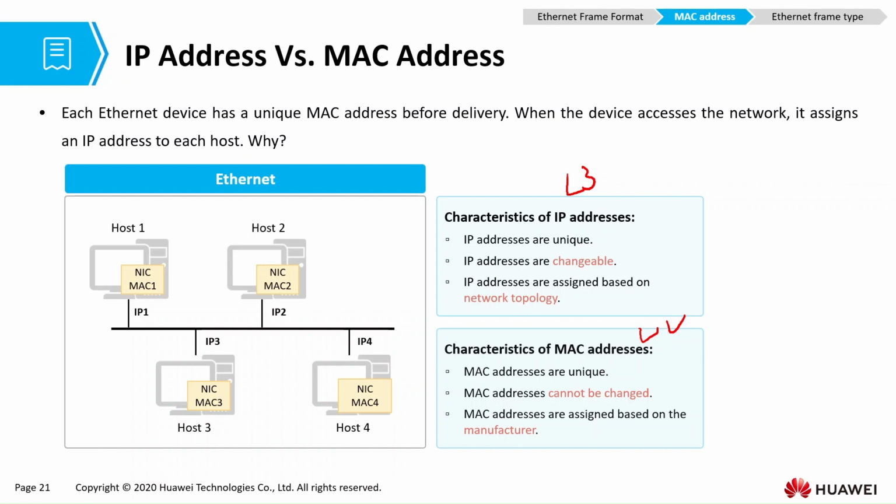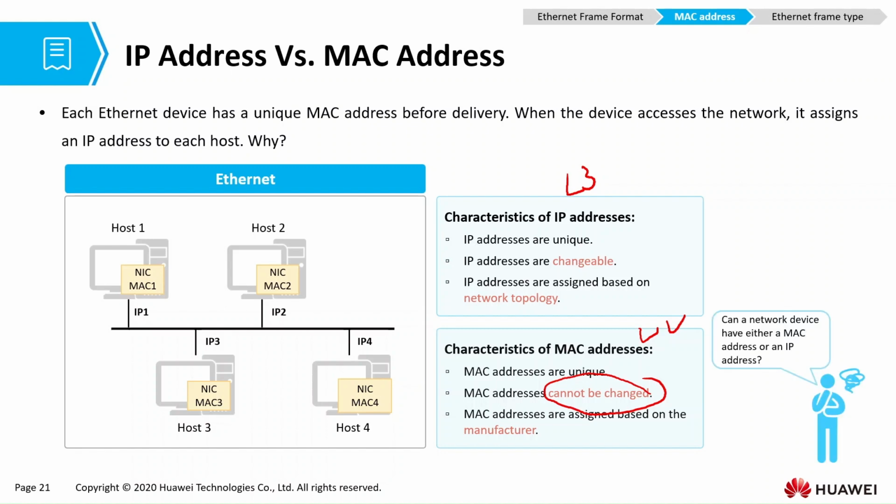That means, based on your private network, you are going to assign and form your IP address. It's changeable. But remember, MAC address, you cannot change it because it's determined by your manufacturer, your vendor. Example, Huawei, they have their own types. So remember, MAC address, you cannot change it.